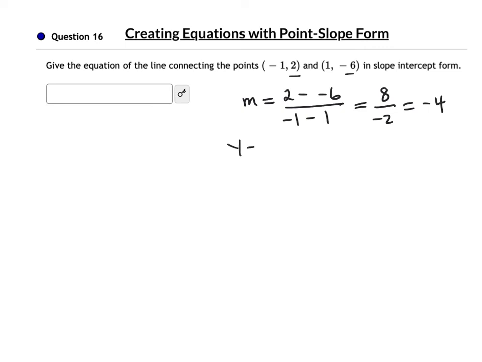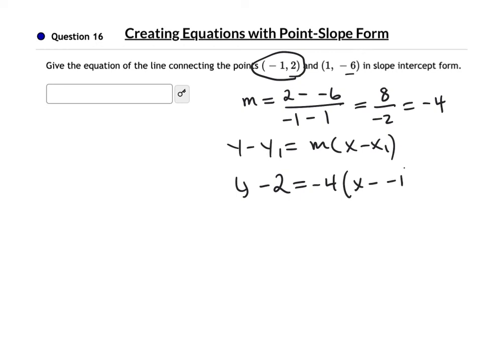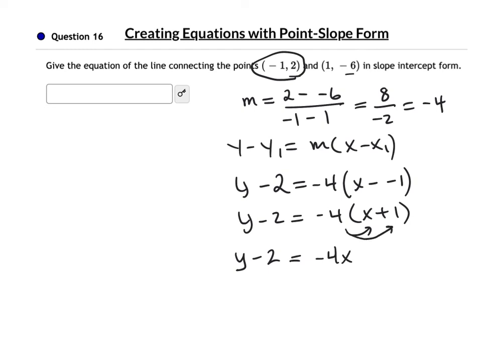Now we'll put that in point slope. y minus, and you can use either point. I'm going to use the first one. y minus 2 equals m, negative 4, times x minus negative 1. That's y minus 2 equals negative 4 times x plus 1. You're minusing a negative. Distribute. Take the 4 through the parentheses. Negative 4 times x. And negative 4 times 1 is negative 4. Your last step, get that y by itself. y equals negative 4x minus 2.